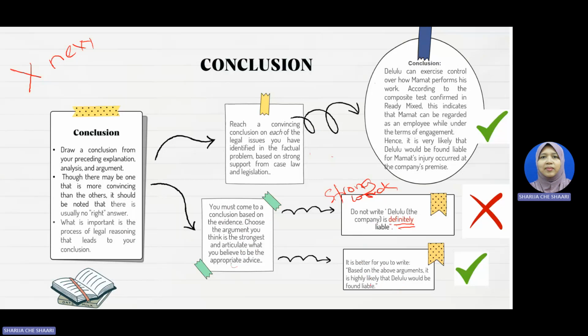You can say that based on the above argument, it is highly likely that Dululu would be found liable. From here, you can say that Dululu can exercise control over Mamat. This is based on the facts that Dululu attended staff meetings and training, and this is based on the test as laid out by the case of Ready Mix. But you do not have to dwell on the case anymore because you have done this in the application. So based on this, Mamat can be regarded as an employee under a contract of service, due to the nature of his work. Therefore, it is very likely that Dululu would be found liable for Mamat's injury that occurred at the company's premises.